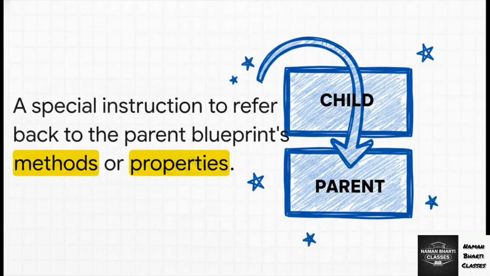But wait a minute. What if that new, specialized child class needs to use a feature exactly as it was defined in the original parent's plan? Well, that's where the super keyword comes in. You can think of it like a special note on the new blueprint that says, hey, for this one thing, don't use my version.